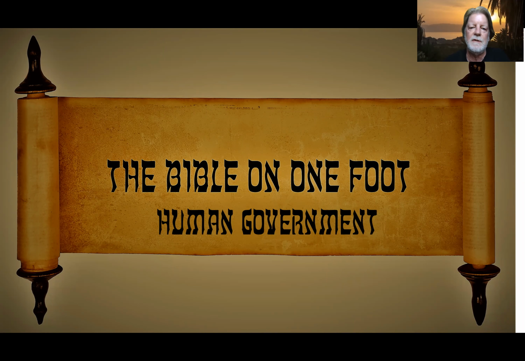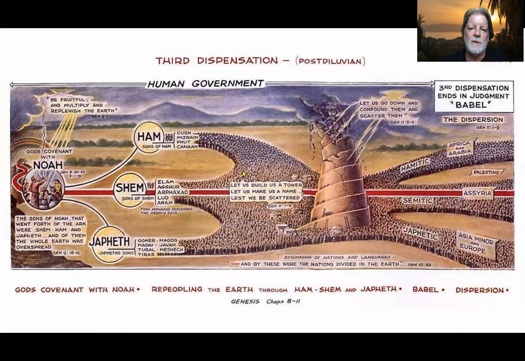And today's session is going to be about the age of human government. So let's go ahead and begin with our first slide, which is from the charts that we've been using as definitely a resource for this Bible study. The age of human government, as this is labeled at the top of the chart, is the third dispensation.